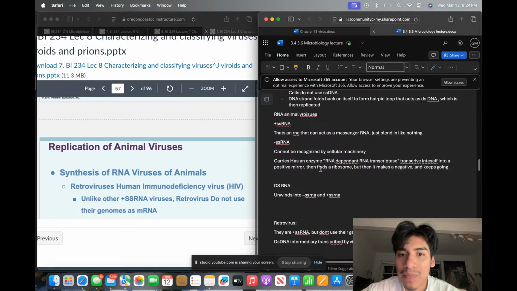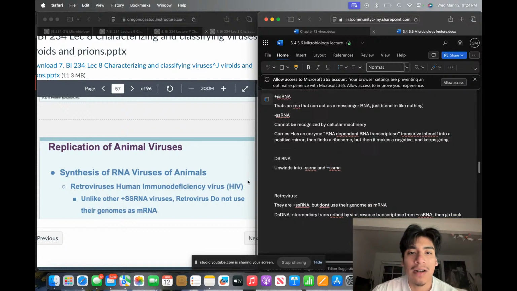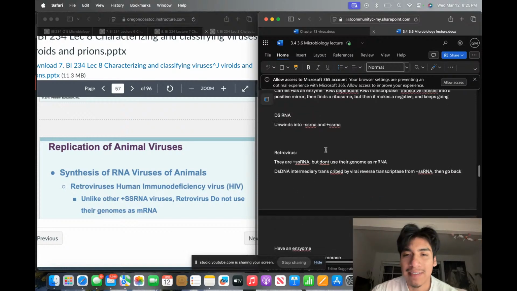So negative stranded RNA actually carries an enzyme. It carries the RNA dependent RNA transcriptase to transcribe itself into a positive mirror, to find the ribosome. Being able to flip it from the negative to the positive, it's going to transcribe itself. But normally RNA doesn't do that. So that's why RNA dependent RNA transcriptase is needed for that. And so the virus brings that in. That's not part of the cell. So now we're on to double stranded RNA, which unwinds, and I didn't write anything else.